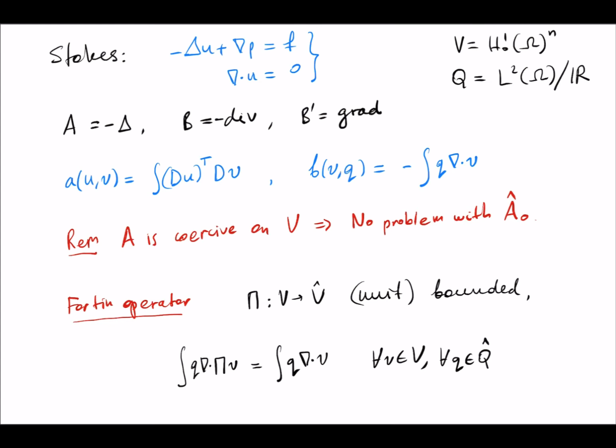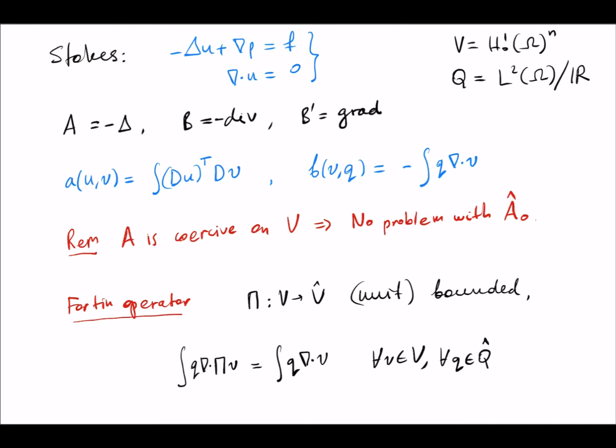Now, from the two conditions that we mentioned, the first condition is trivially true because this operator A, or this bilinear form A, is strictly coercive on H10. So this means that it is strictly coercive in any of its subspaces, in particular in the discrete subspace. So there's no problem with invertibility of A hat 0. That means that we only need to focus on the inf-sup condition for the bilinear form B.